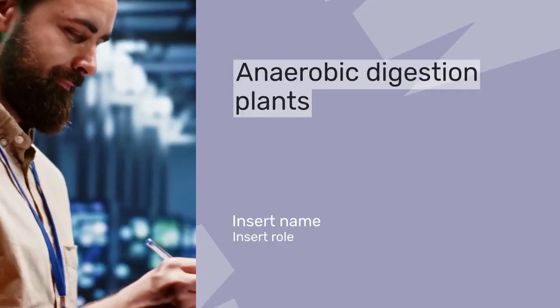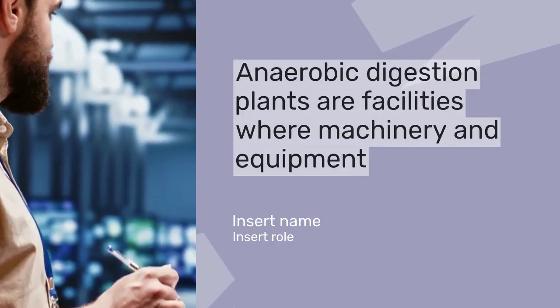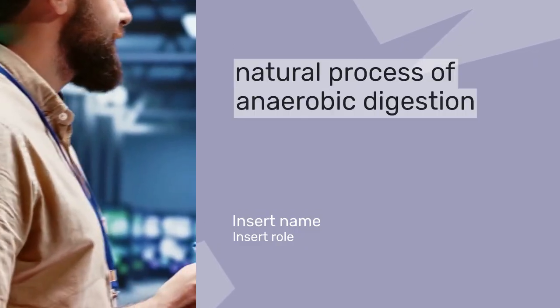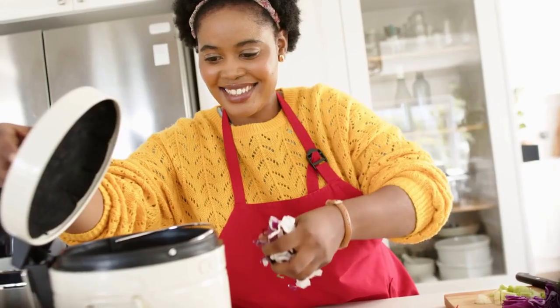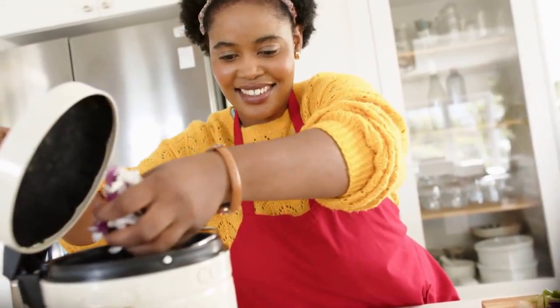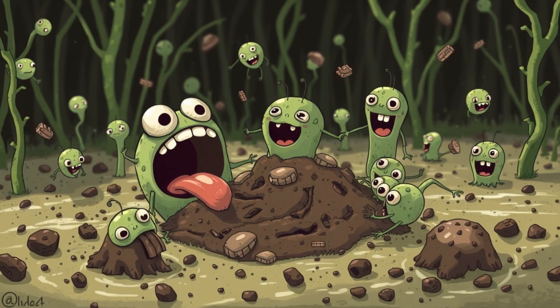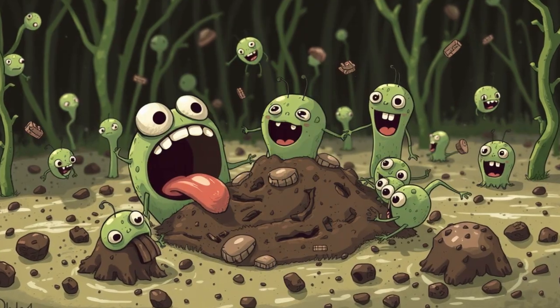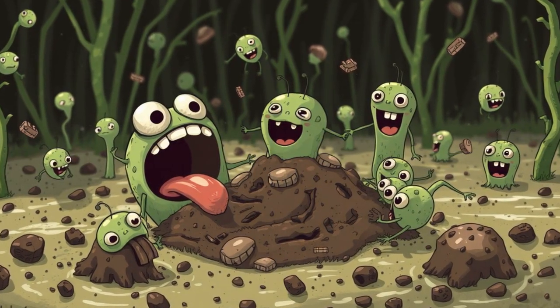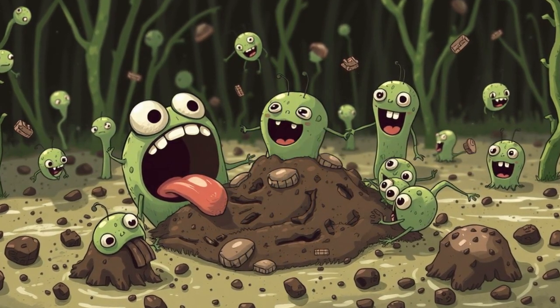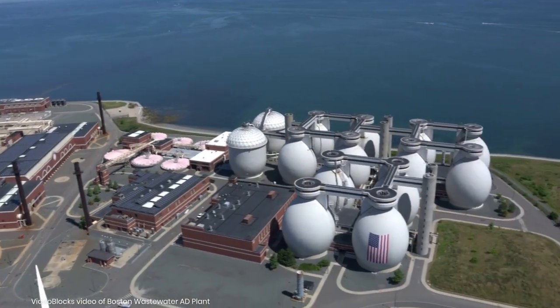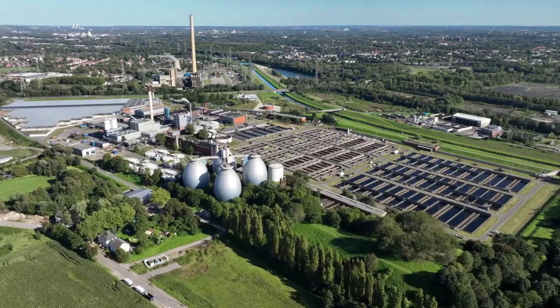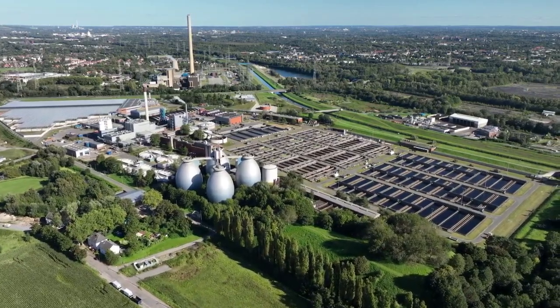Anaerobic digestion plants are facilities where machinery and equipment use the natural process of anaerobic digestion to make biogas, and at the same time they are transforming how we handle organic waste. By harnessing a fundamental, and very ancient, natural process, these facilities convert food scraps, manure, and other organic waste materials, such as sewage sludge, into valuable resources, helping communities and businesses manage waste more sustainably.